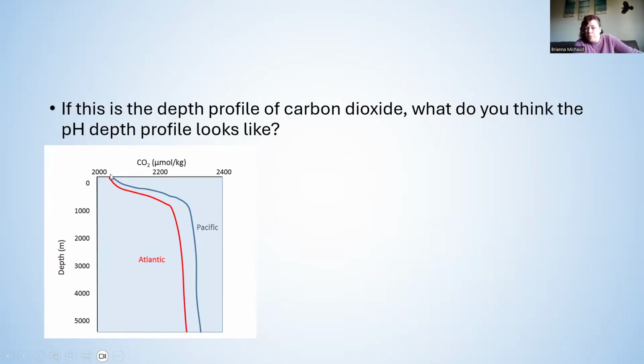Remember, this is what the depth profile of carbon dioxide looks like. It's lower at the surface, it's higher at depth. So, next question for you guys. What do you think the pH depth profile looks like? And I'll give you a hint here. Remember that a lower pH is more acidic and a higher pH is less acidic. So do you think pH will be high at the surface or low at the surface, and high at depth or low at depth?